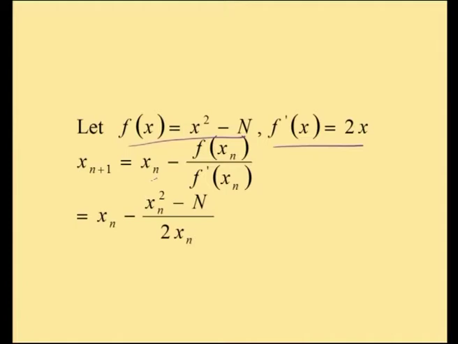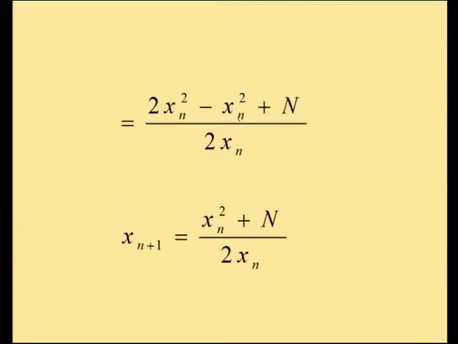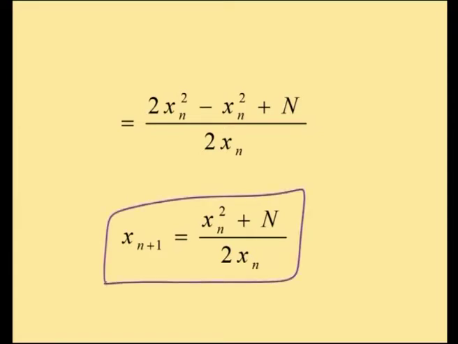According to the Newton-Raphson formula, xn plus 1 is equal to xn minus f of xn divided by f dash of xn. So, xn is written as it is, minus f of xn, which is xn square minus capital N, and f dash of xn is 2xn. You have to just simplify this. Cross multiplying by 2xn, we get 2xn square minus xn square plus N divided by 2xn. 2xn square minus xn square is xn square plus capital N by 2xn. So, the iteration formula is xn plus 1 is equal to xn square plus capital N divided by 2xn.